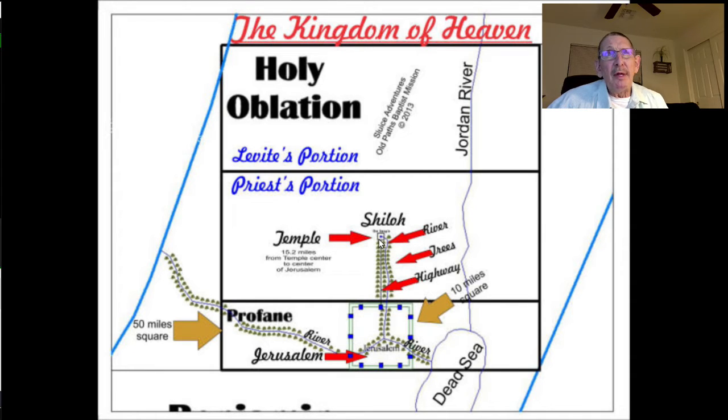And the river that they talk about coming out of the temple will actually flow down and will be picked up by the river that's also flowing out of Jerusalem. And where it talks about part of it was going towards the Dead Sea and part of it going towards the other sea.